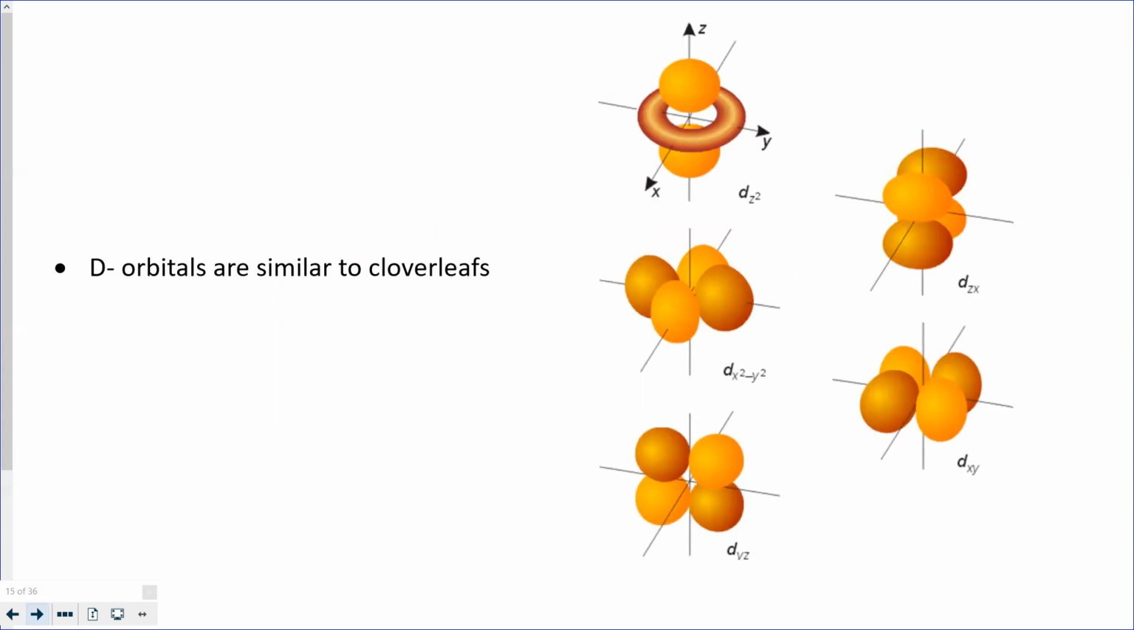Then we have d orbitals. Don't worry about that one at the top. It's a hybrid one. But d orbitals we refer to as cloverleafs or double dumbbells. So think of like a 4-leaf clover. It has the midpoint where all the leaves connect, and those 4 lobes that go off the side. And yet again, that can change and rotate its orientation as well.